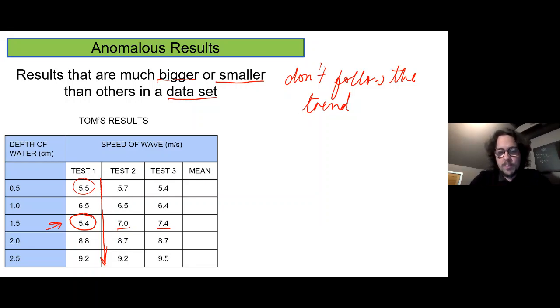Now, if you spot an anomalous result, a good practice is to just circle that anomalous result and acknowledge that and even label it. All right.